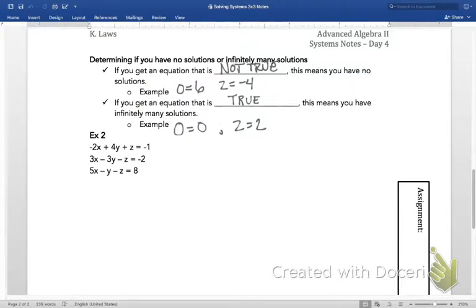Okay? So if things just cancel or go away, and you end up with 0 equal to 6, then you can stop right there and it is no solution. Again, if everything goes away and you end up with 0 equal to 0, 2 equal to 2, and it's a true statement, then you can be done right there and say it's infinitely many solutions.